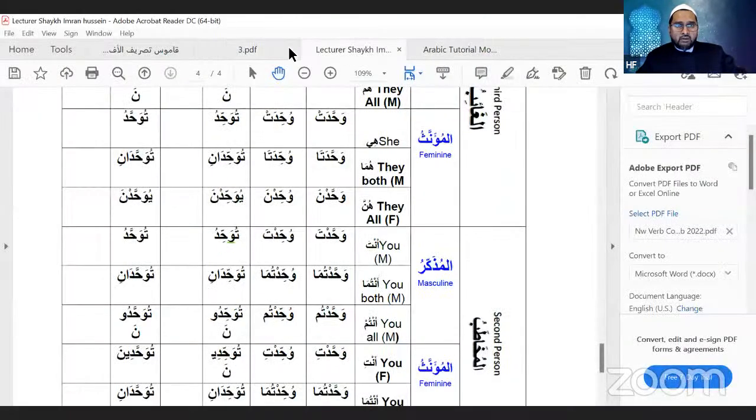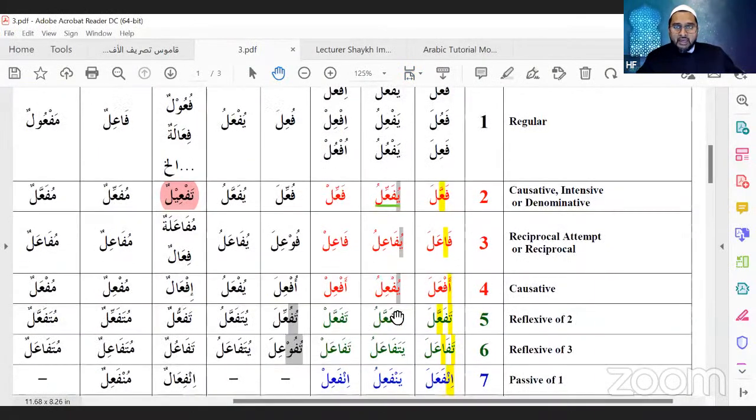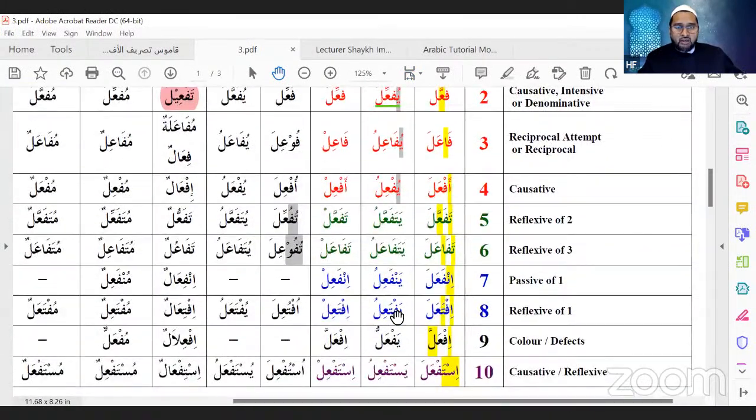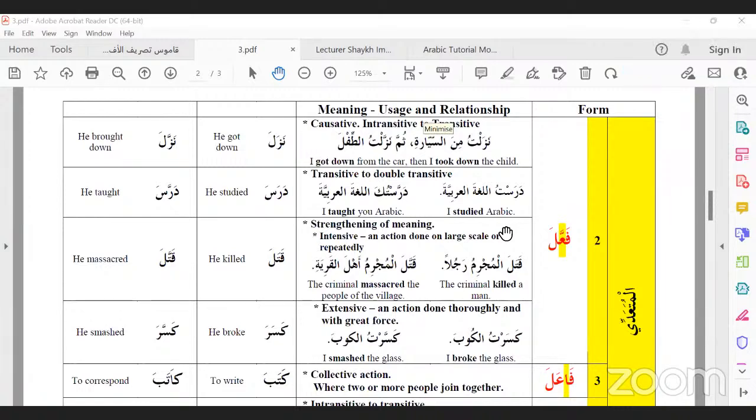Now, where is this one here? I'm going to explain the meaning of fa'ala yufa'ilu. Over here, I'm going to ask Sister Sabira Kanji. Sabira? Assalamu alaikum. Alaikum assalam.